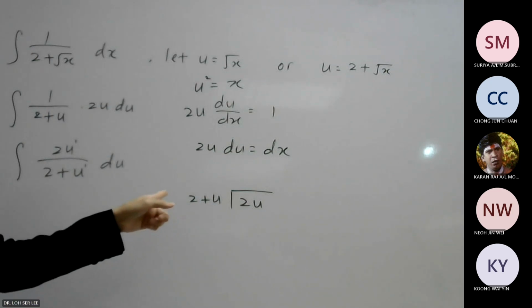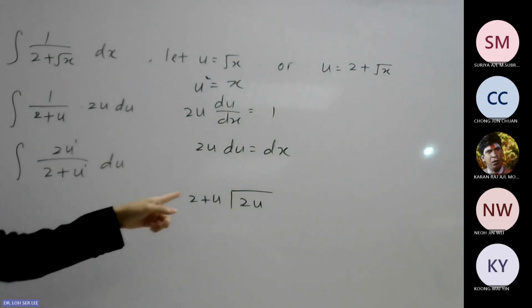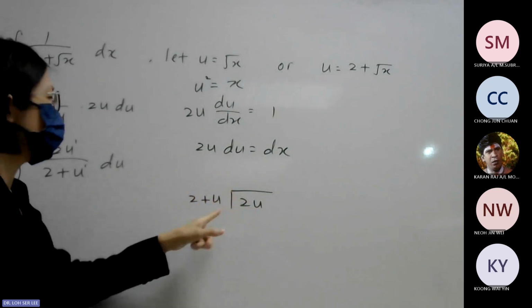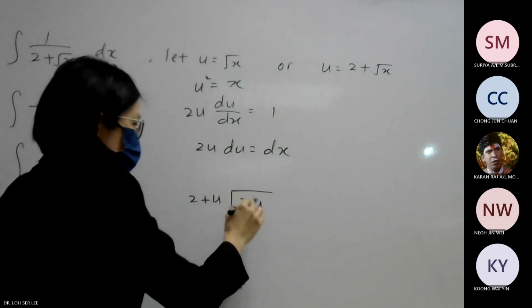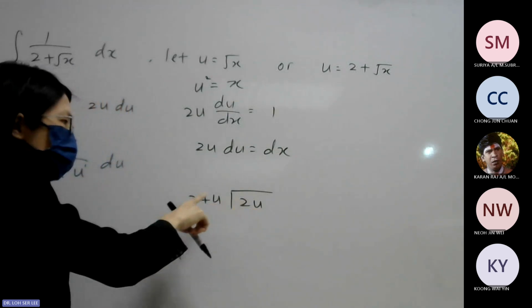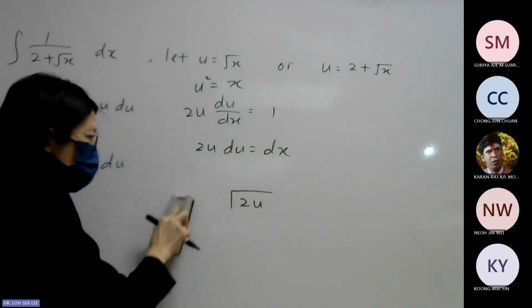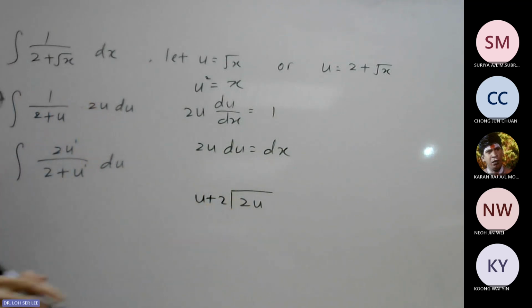No? This one should be maybe matriculation, diploma, STPM. I'm not sure whether secondary school has this. This is actually the same as division. To get 2u, we have to multiply by 2. This 2 plus u is actually the same as u plus 2, right?